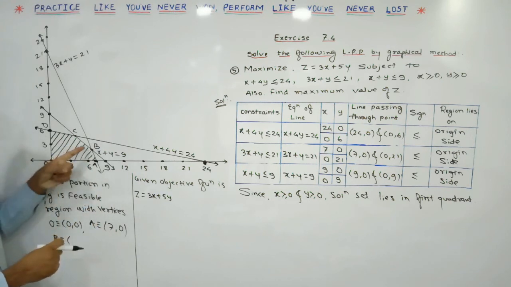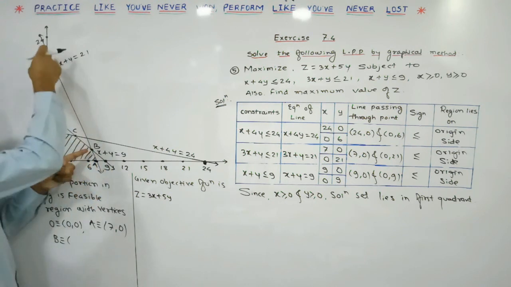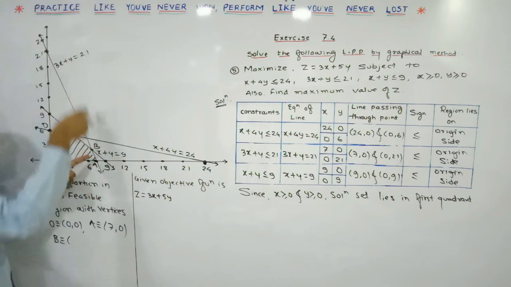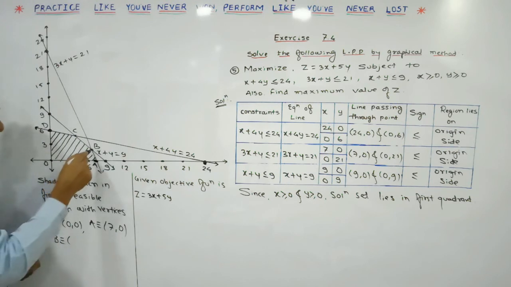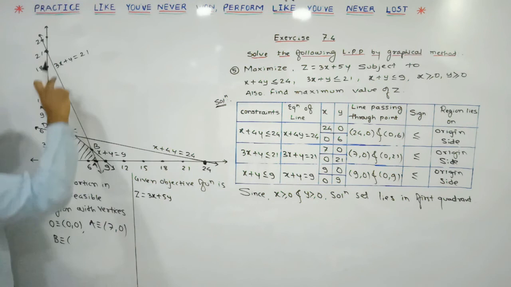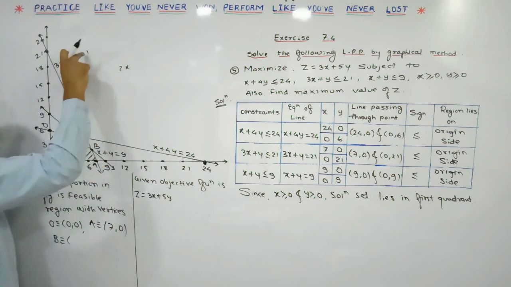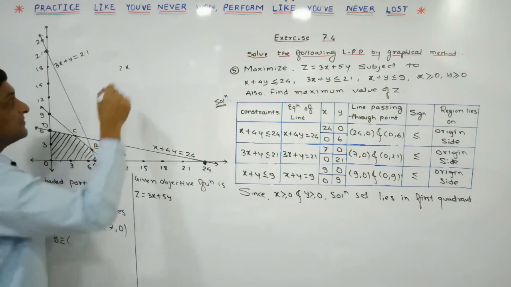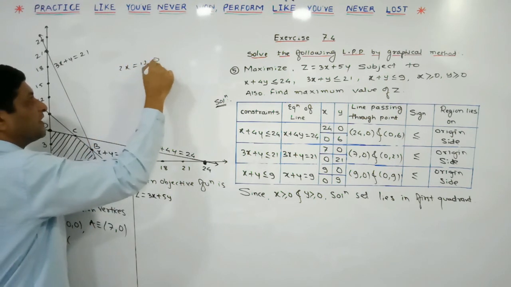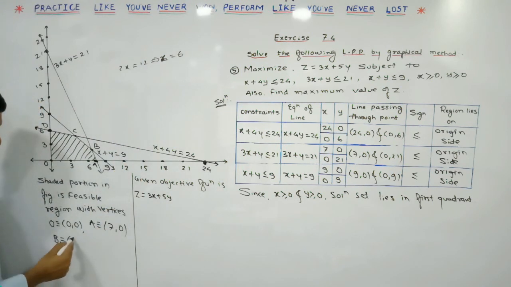B is the point that lies on the lines x plus y is equal to 9 and 3x plus y is equal to 21. This means to find the coordinates of this point, we have to solve these two equations simultaneously. If we take their subtraction, 3x minus x will be equal to 2x, y will get cancelled, and on this side 21 minus 9 will be equal to 12, which implies that x will be equal to 6. So in this way we have got the x coordinate.